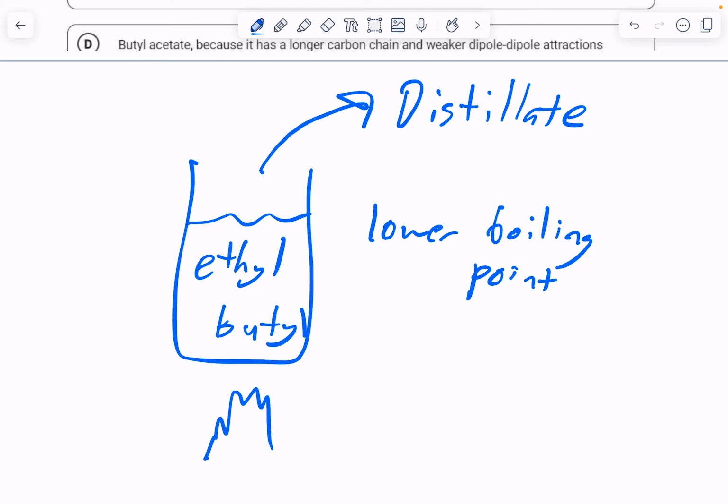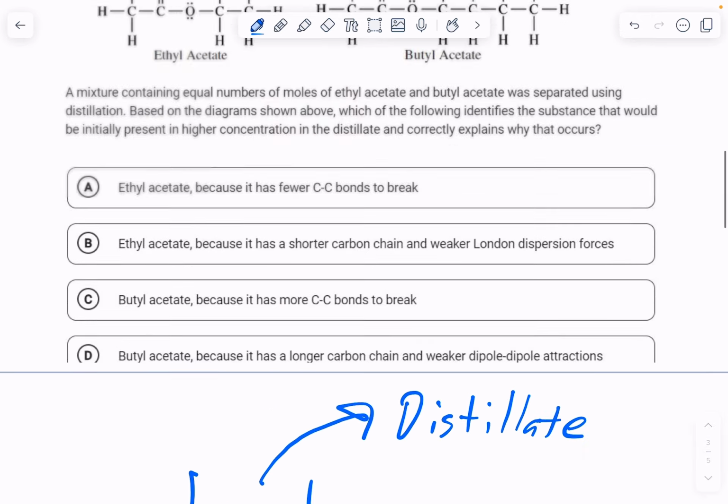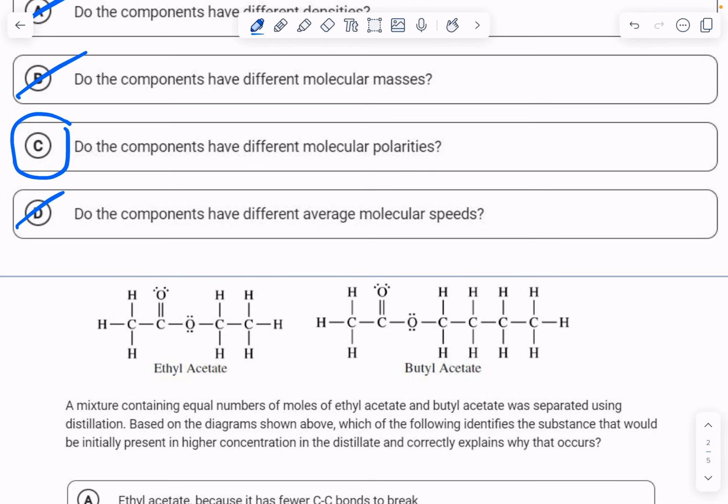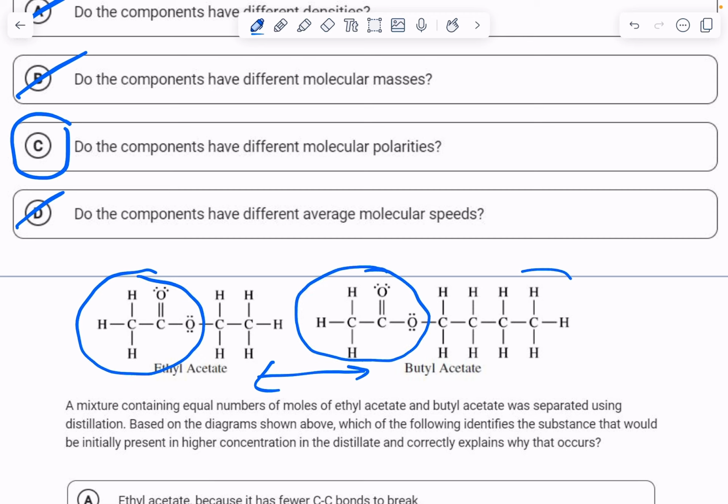Now, boiling point is based on intermolecular forces. The weaker your intermolecular force, the lower your boiling point, and the stronger your intermolecular force, the higher the boiling point. So looking at these two, and we haven't even looked at the answer choices yet, between ethyl acetate and butyl acetate, we can try to identify what kind of intermolecular forces they'll have. Now, they're very similar. Lewis structure-wise, they're very similar to each other. We have this little part right here that's exactly the same. The only difference is butyl acetate has two extra carbons in its chain compared to ethyl acetate.